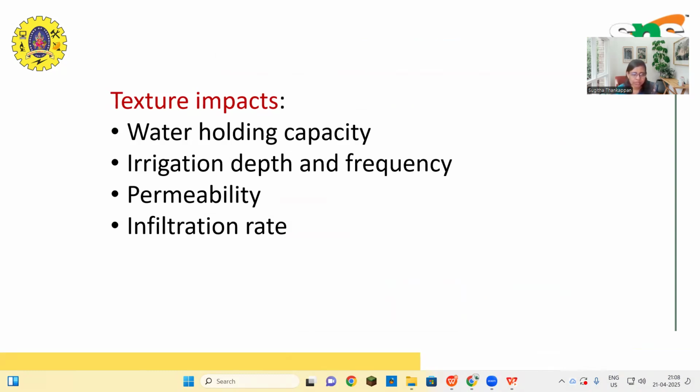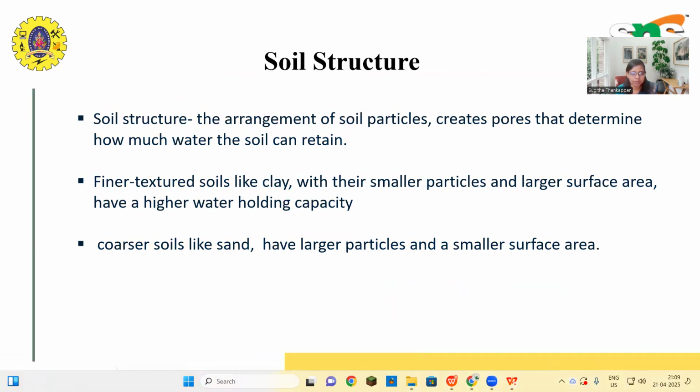If the texture is good, the water holding capacity will be more, and it also has an influence on the irrigation depth and frequency. Then it influences the permeability as well as the infiltration rate. So thus the texture of the soil is very, very important.